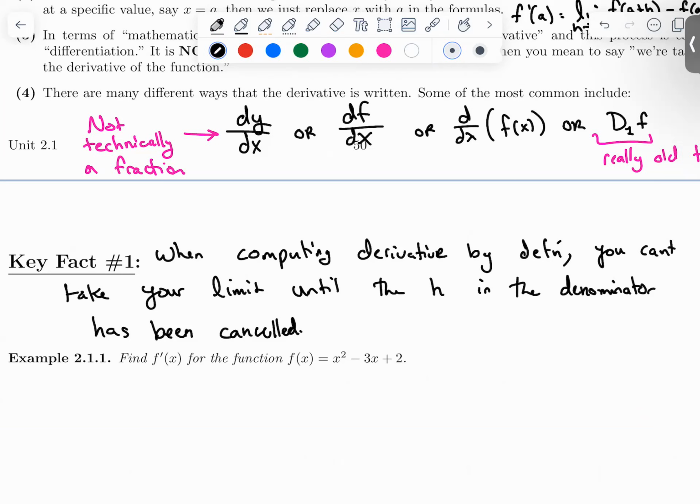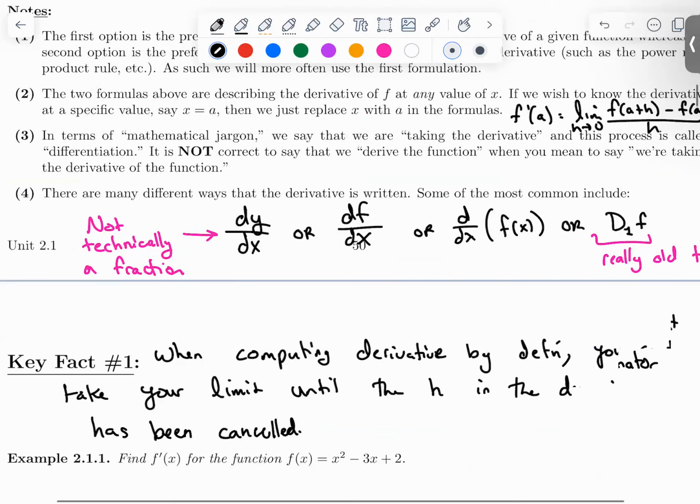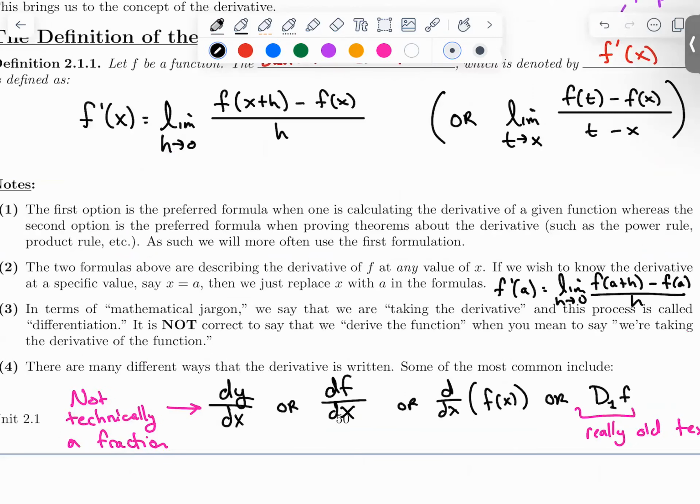So the point is, you don't want to drop the limit sign. You don't want to compute your limit until you have canceled the h. And that makes sense from thinking about limits, right? If you're trying to find this limit, you're going to be dividing by 0 so long as this h is here. And we saw that that was a big problem, whether it meant that we had to factor and cancel, or plug in a test value to figure things out.